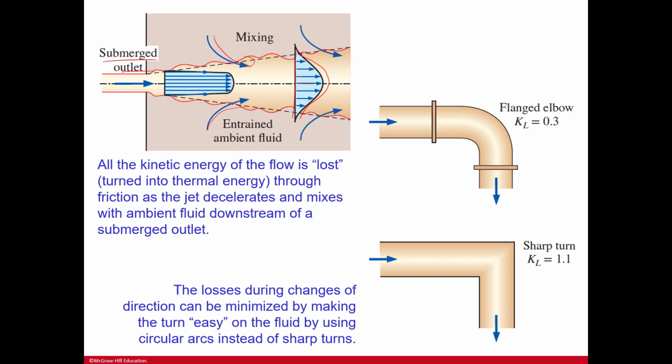You've got flow here, you've got some streamlines. Okay? And so all the kinetic energy of this flow is lost, turned into thermal energy through friction as the jet decelerates and mixes with ambient fluid downstream of a submerged outlet. And the loss during changes of direction can be minimized by making the turn easy on the fluid, by using circular arcs instead of sharp turns.